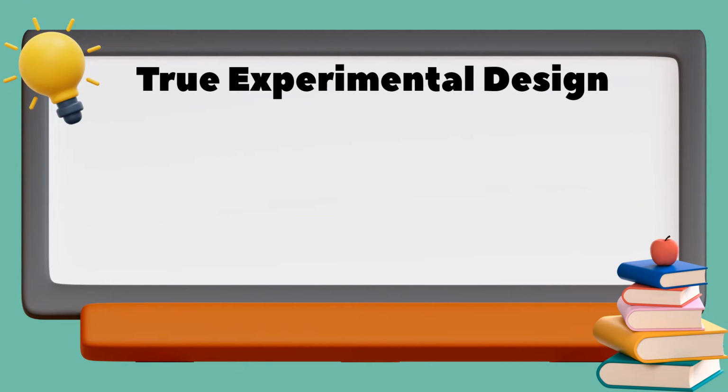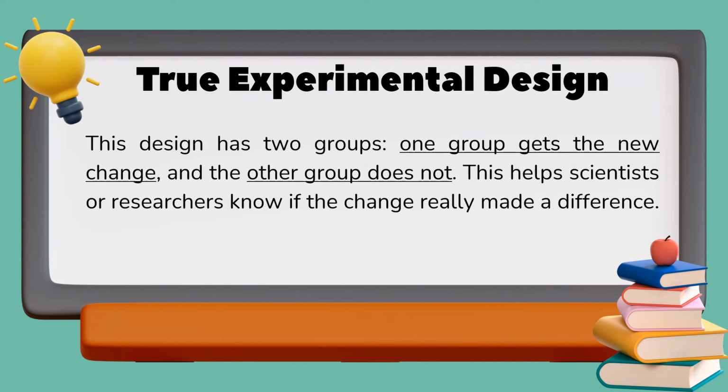In true experimental design, this design has two groups. One group gets the new change and the other group does not. This helps scientists or researchers know if the change really made a difference.